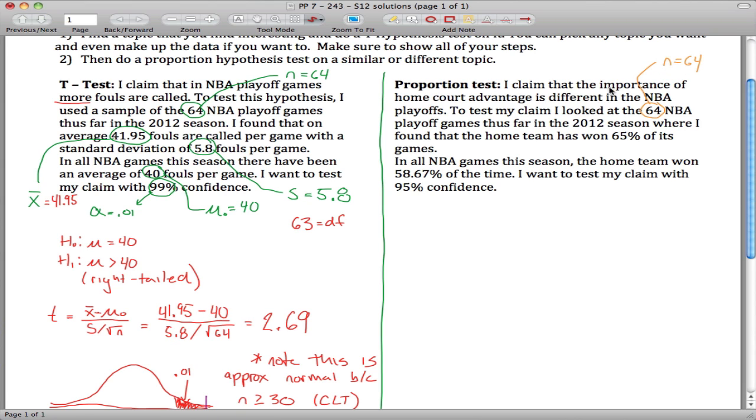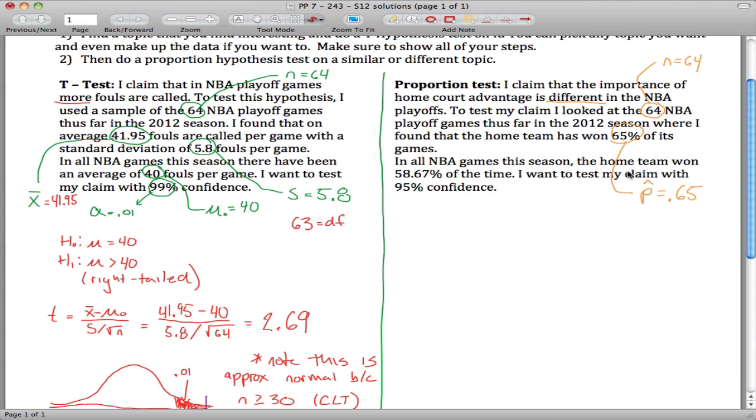See here, I'm claiming that the importance of home court advantage is different. That's a key word right there in the NBA playoffs. To test my claim, I looked at 64, that's my sample, playoff games so far, and I found that the home team won 65% of its games. That tells us that p hat is equal to 0.65.